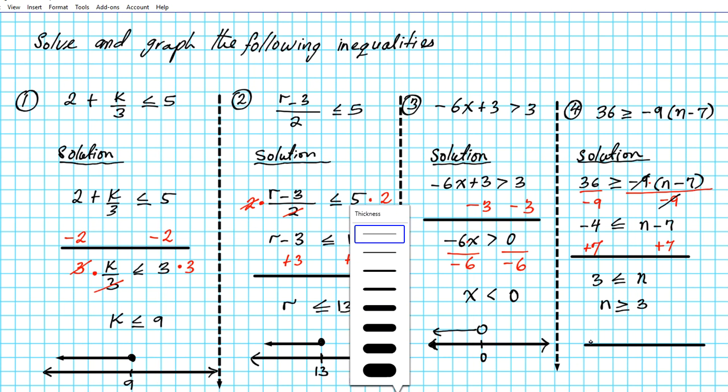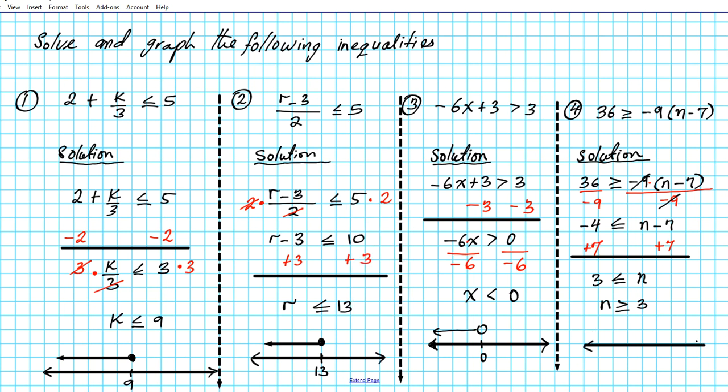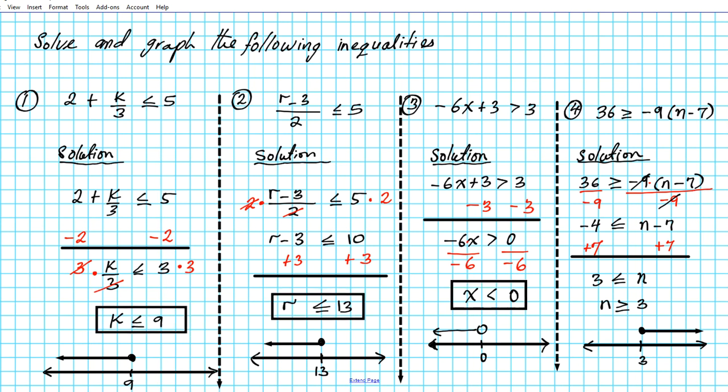Alright, so let's go ahead and graph it. That's our solution right there. n is greater than or equal to 3, so let's say this is 3. Since there's a line underneath, it's a closed circle. And our region is everything to the right. All the numbers 3 or greater will satisfy the inequality. Alright, so these are our answers and their related graphs. And this is basically how you solve two-step inequalities.